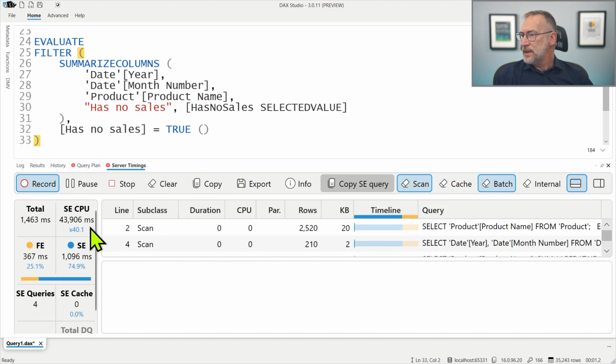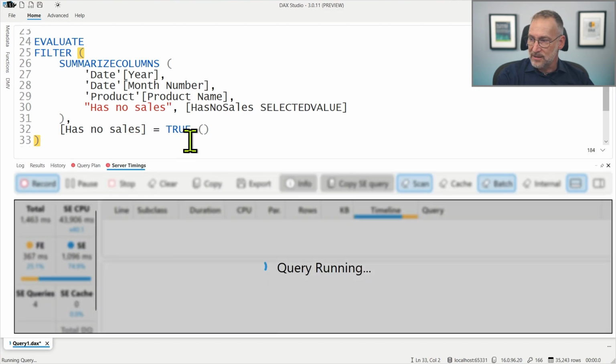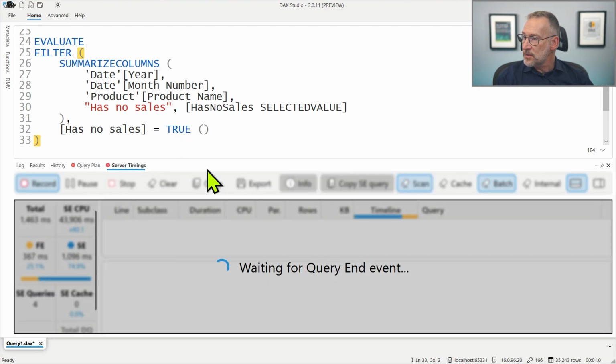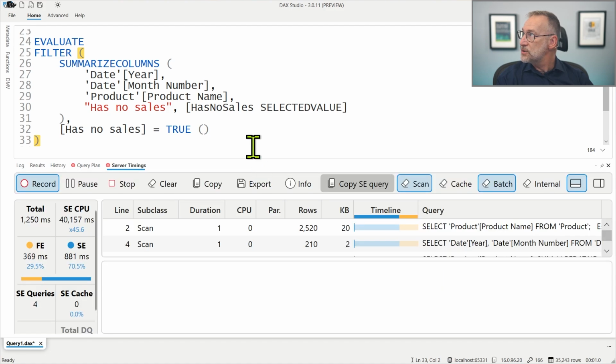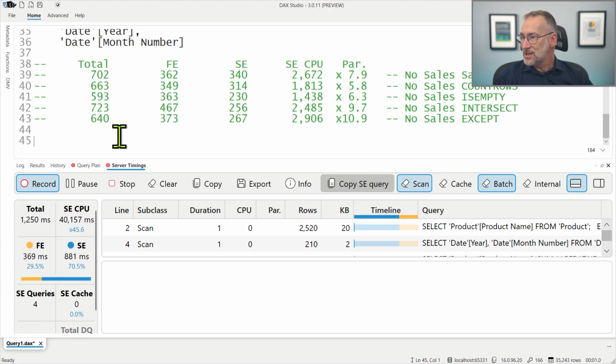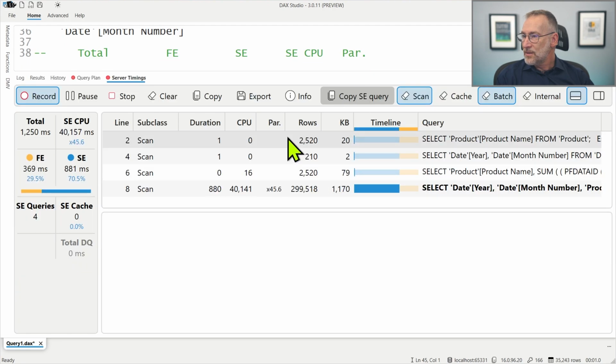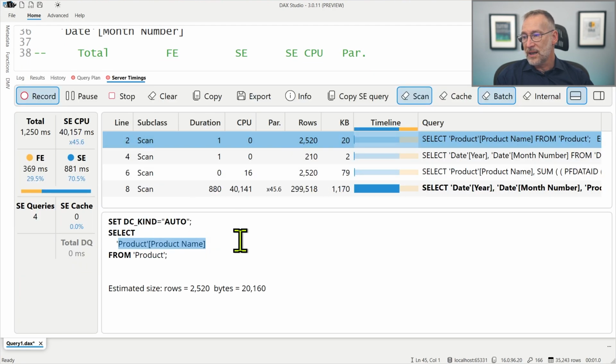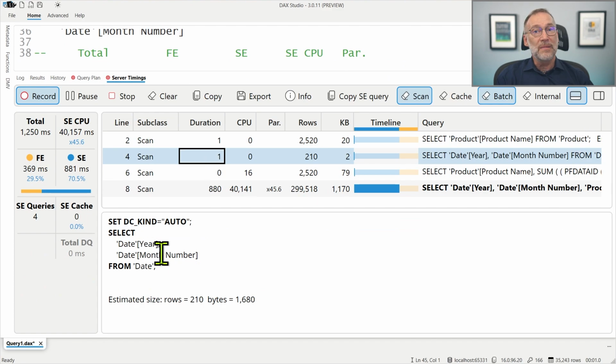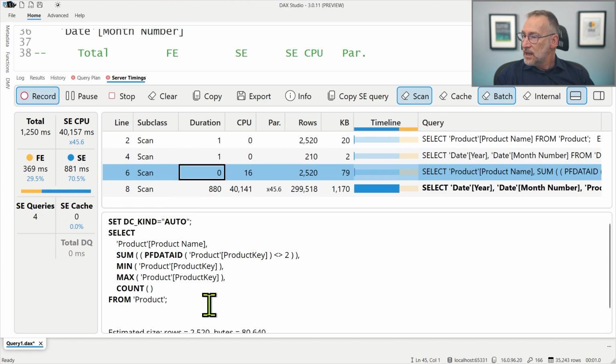And oh, that is definitely really, really bad. 43,000. Let me run again, just to check that there were no particular issues. No, it's 40,000. So let me just save the numbers as a first step. And then we look at the query plan. The query plan contains first gathering the product name, then the year and month number, as it happened before. These are required by summarized columns.